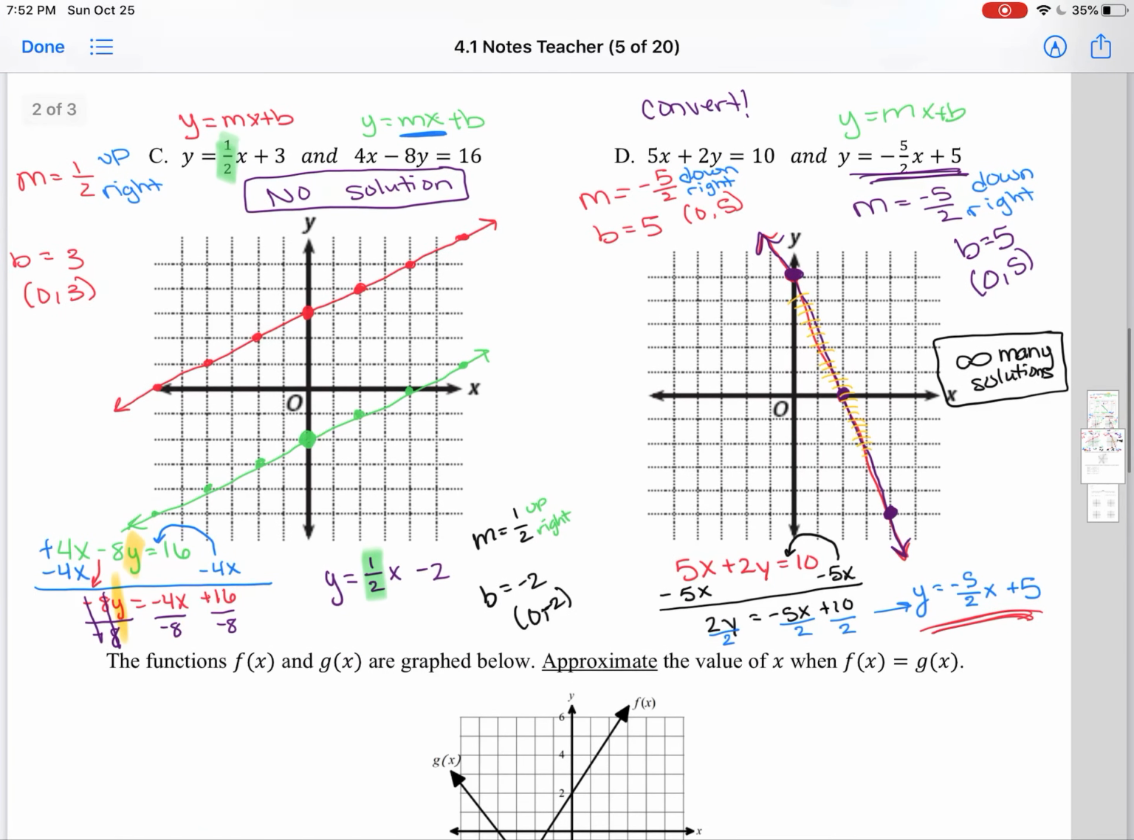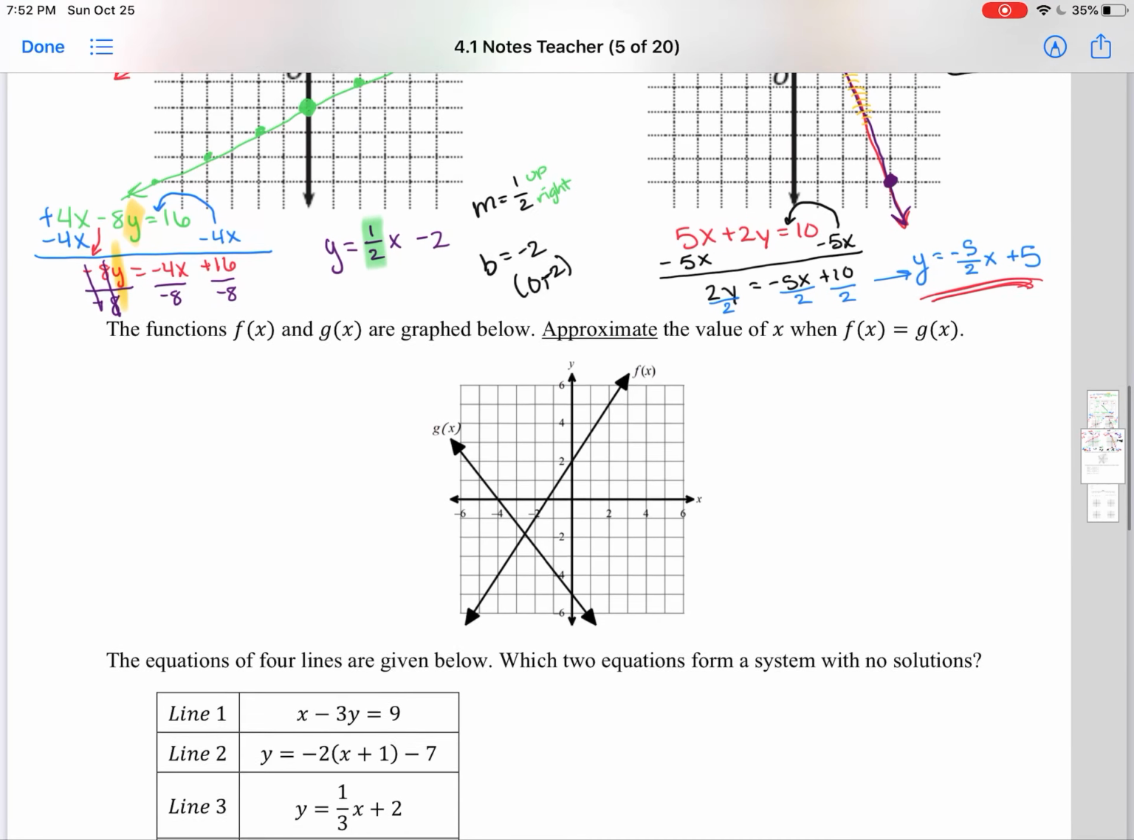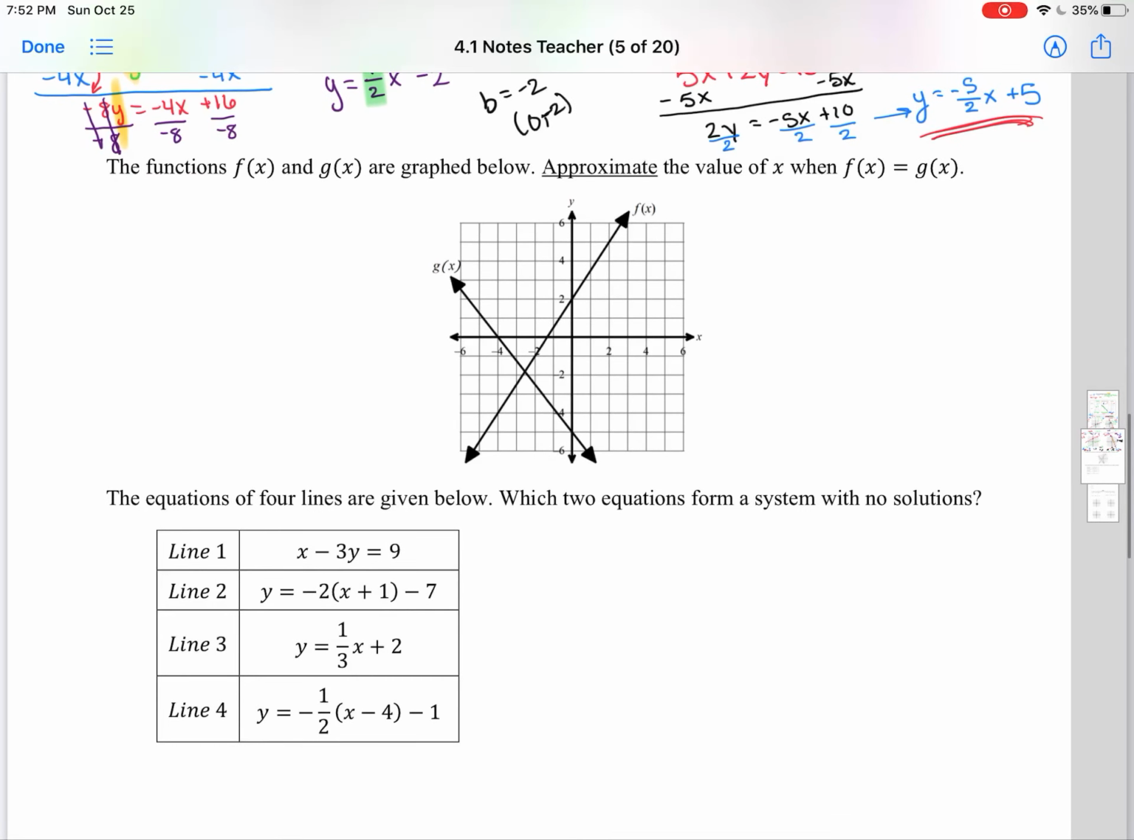All right. So you guys have seen all three versions of the types of solutions we can have to systems of equations. We can have one solution where they cross one time. We can have no solution where they're never going to cross one another. And then we can have infinitely many solutions where they might cross infinitely many times because, of course, they are the exact same equation.